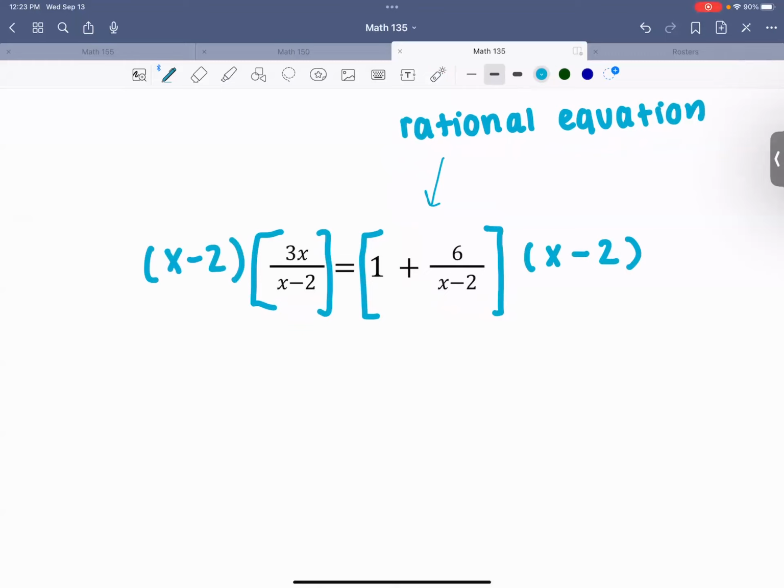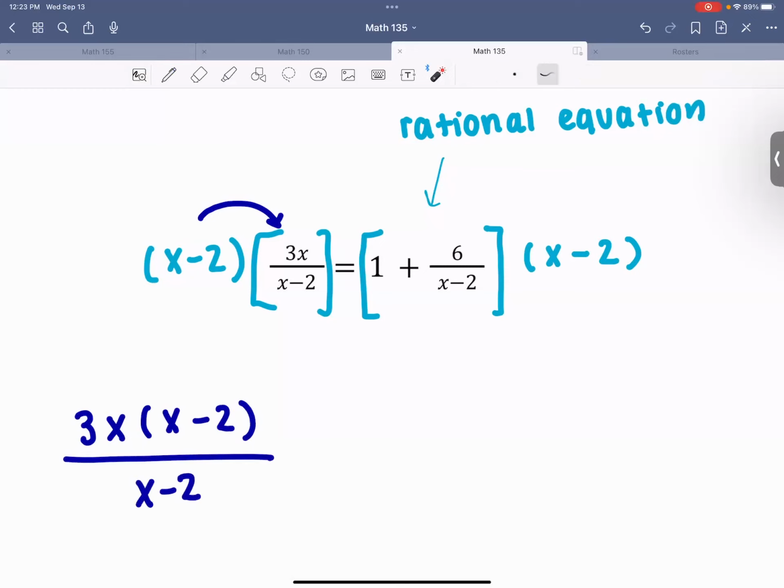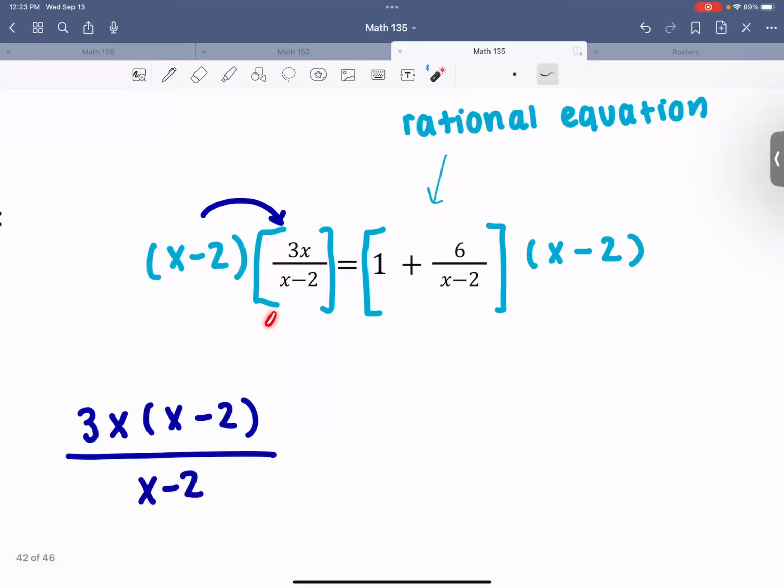Okay, now once we're here, it's a little bit tricky because we have a bunch of stuff being multiplied, not just numbers and letters. This is how you go about multiplying these two together. On the left-hand side, I'm just going to take that x minus 2 and move it into the fraction, right? When you multiply things as a fraction, you can combine it so that I have 3x times x minus 2 over x minus 2. Okay, so does everyone see how I got from the left-hand side up top to what I have here?